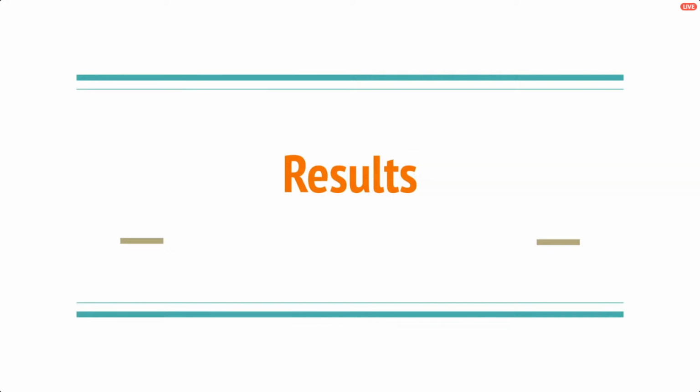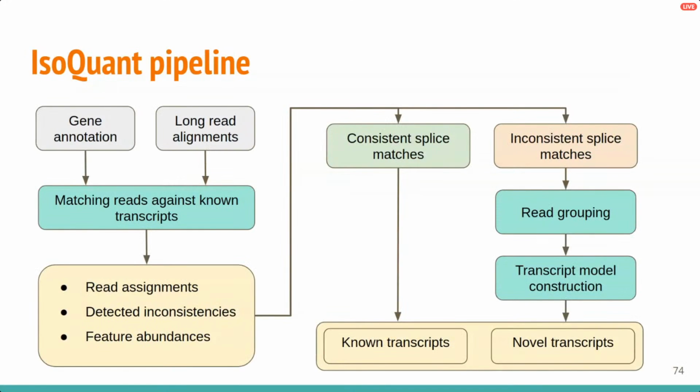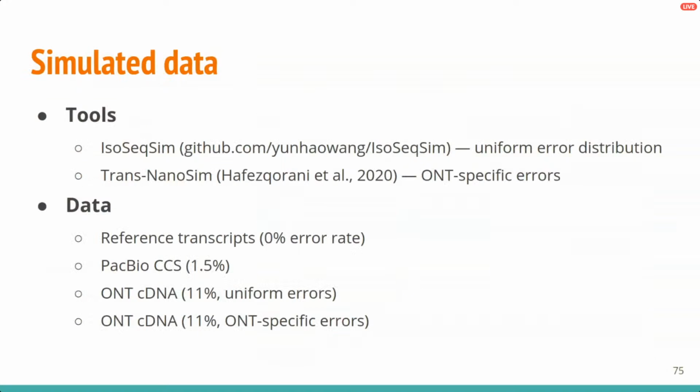Okay, let's move on to results. Probably this will not be that interesting, but of course I have to somehow justify that what we did makes sense. Again, our pipeline consists of 2 different steps: read assignment, and second is transcript model construction. So we did 2 different types of experiments with our tool. First one is we wanted to check how well we assign reads to known isoforms.